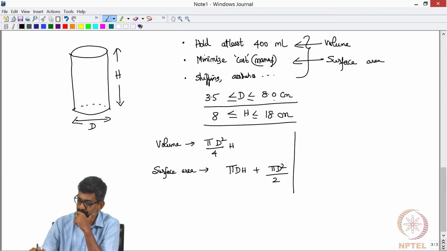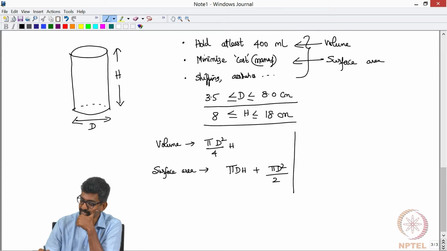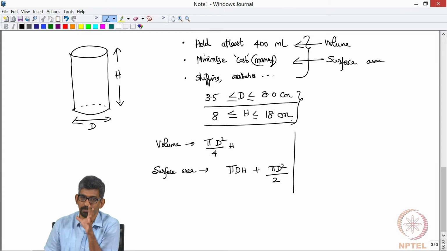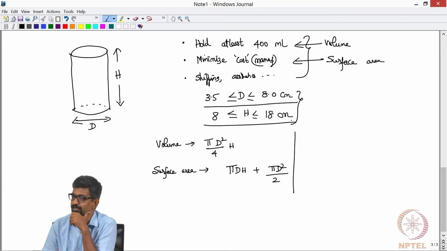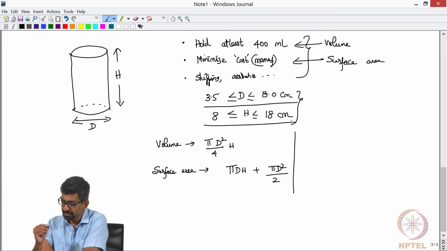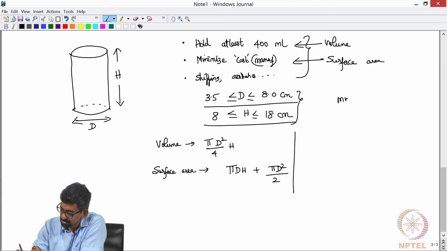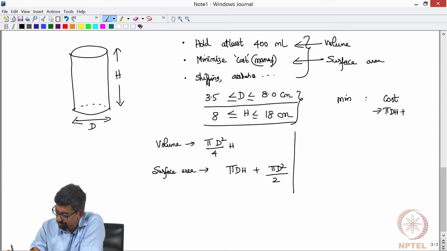Okay, so now whether it is slender or fat is governed by these guys. Now, we want to cast this into a proper mathematical way of doing it. So, how would we write it in a general optimization sense? I want to minimize, you want to minimize your cost. I am just verbally writing it first, and that is nothing but your surface area, which is pi d h plus pi d squared by 2.